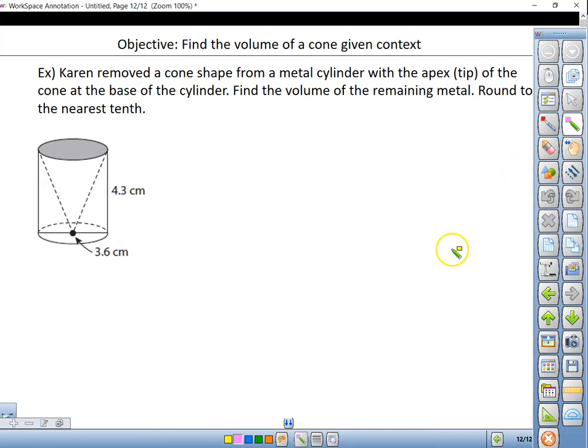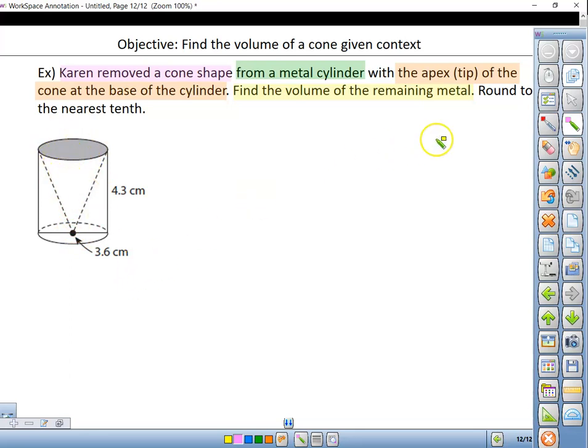So here it says Karen removed a cone shape. And she removed that cone shape from a metal cylinder. They tell us that the apex or tip of the cone is at the base or bottom of the cylinder. We are to find the volume of the remaining metal. So we have this metal cylinder, and some sort of tool was used to take out a cone shape from inside the cylinder.